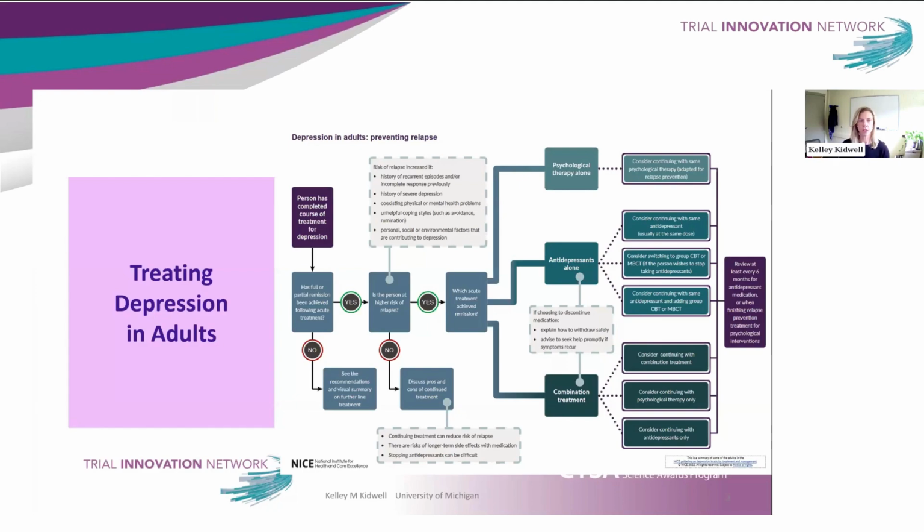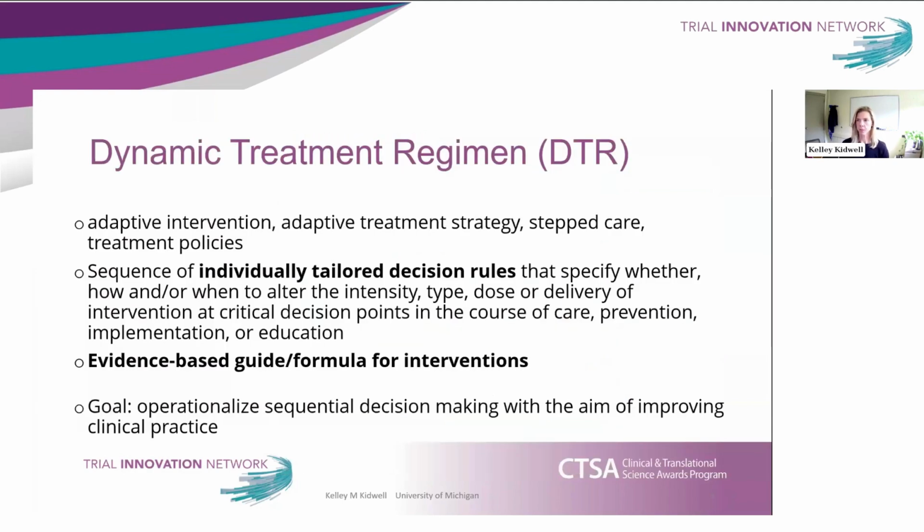So this is an example of treating depression in adults, where the clinician is thinking about your history, the severity of depression, and what's happened in the past, and based on that, deciding which type of treatment to give, and then checking up and deciding whether that needs to be revised, and what needs to happen as you move along in the treatment. So we can term these treatment strategies dynamic treatment regimens. That's the statistical terminology that we use, but you might have heard them called adaptive interventions or stepped care or treatment policies. They're all the same thing.